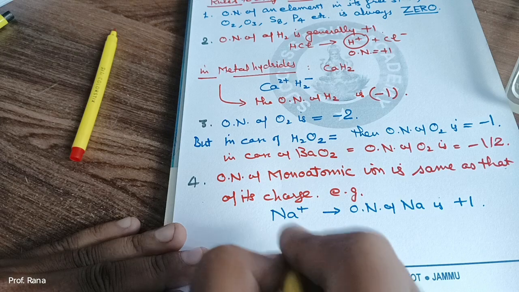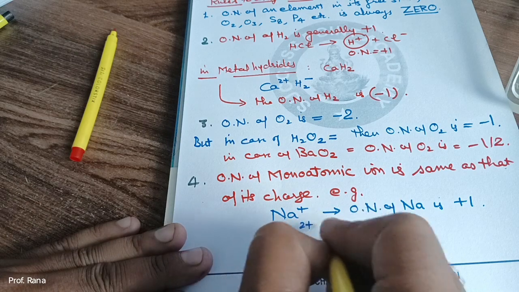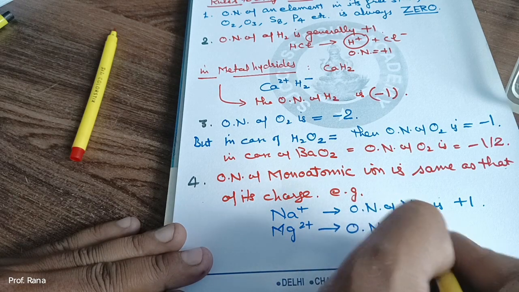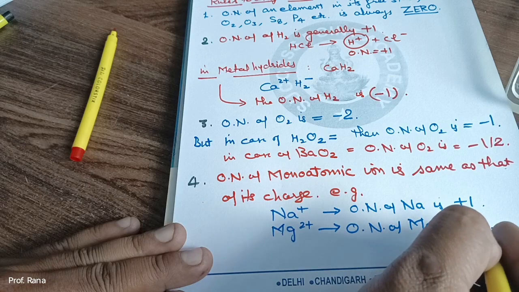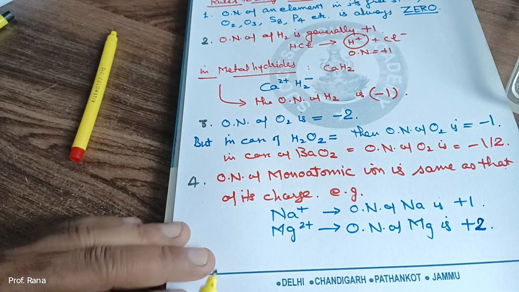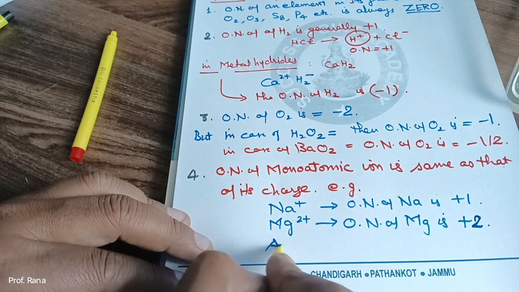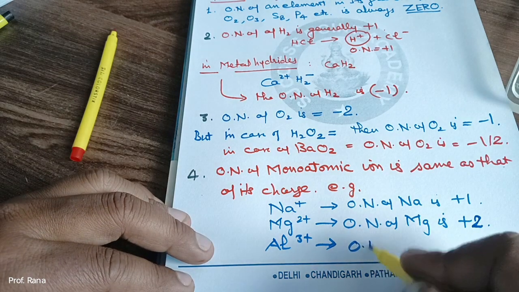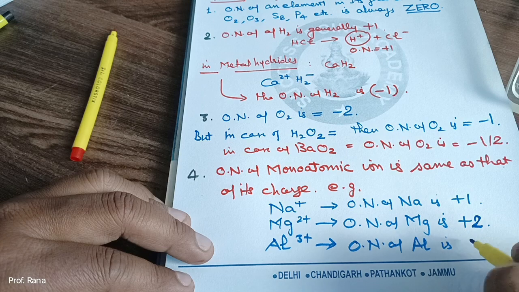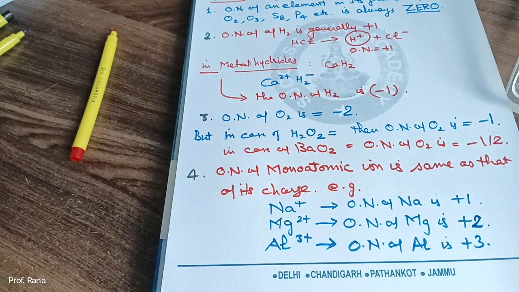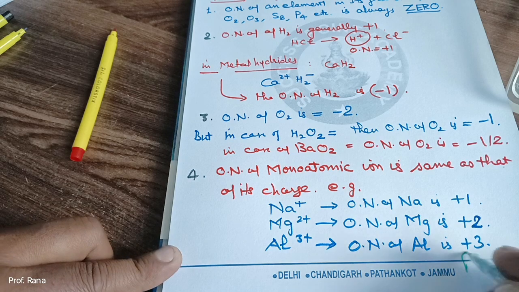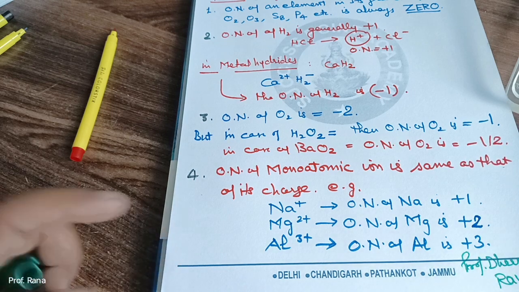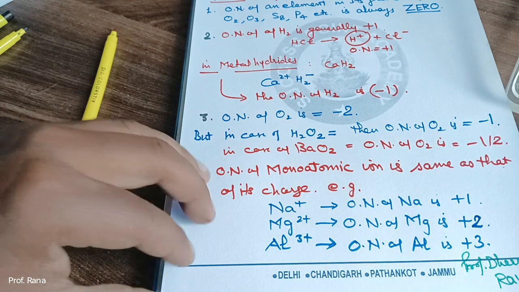Another example is Mg2 positive. Here the oxidation number of magnesium is +2. Right, students? And if we take an example of Al3 positive, then here also the oxidation number of aluminium is +3. So this is what is here for you. These are certain rules.